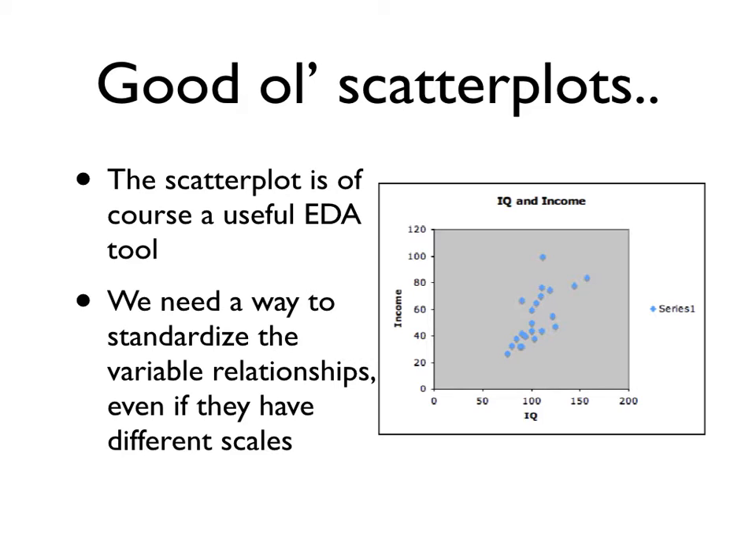So we need a way to standardize these variable relationships, even if they have different scales. So if this is IQ and this is income, if IQ is measured in, well, your score on the WAIS, or it's your score on the Raven Progressive Matrices test, and your income is in US dollars or euros, the relationship should look the same. You should be able to standardize it somehow. So that's what we're after.